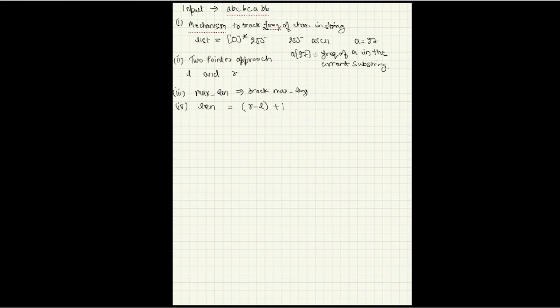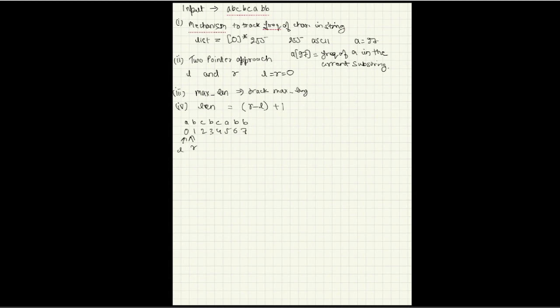Okay, so let's write the pseudocode and the approach to solve this problem. As I have mentioned above, I have the string A, B, C, B, C, A, B, B, with indices 0, 1, 2, 3, 4, 5, 6, 7. Initially, I will set the left pointer equal to the right pointer equal to 0, so the left pointer is pointing to 0 and the right pointer is also pointing to 0.